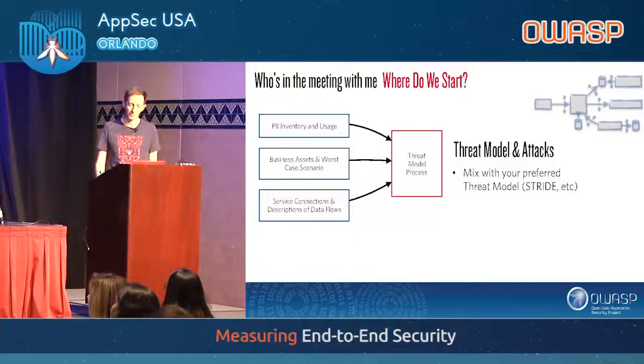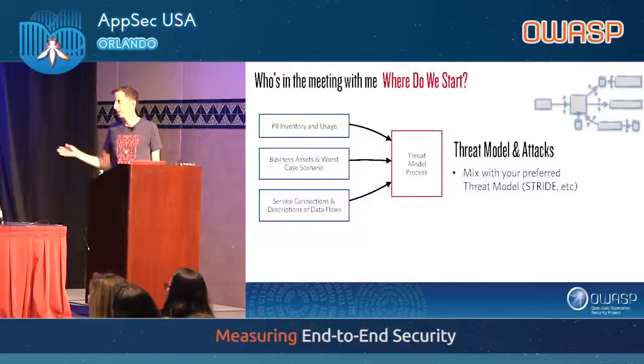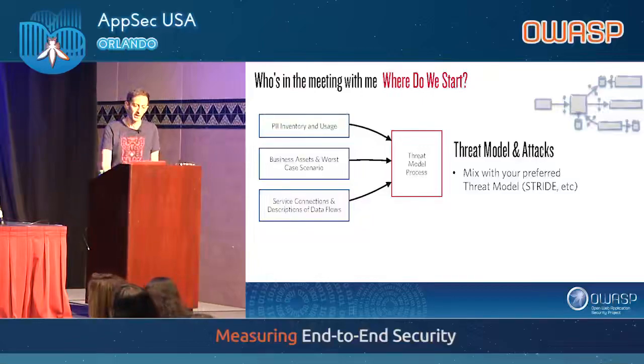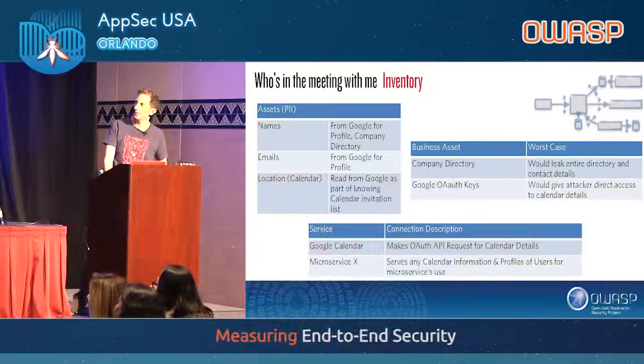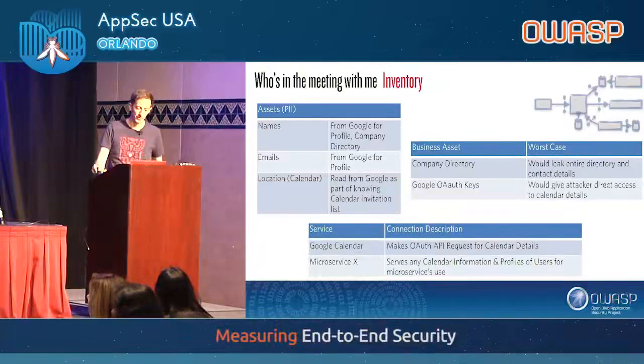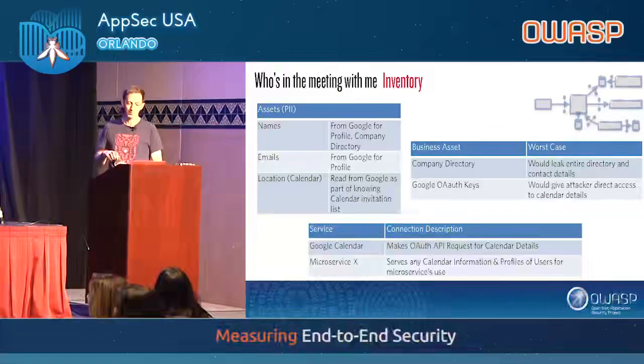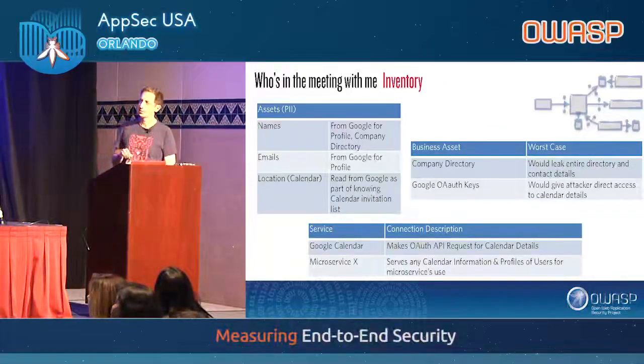And threat models, unlike whiskey, can be blended, and you shouldn't feel bad. So use whatever works for your organization. It could be STRIDE, it could be attack trees. The important part is what's going to come out of this is a series of attacks that we'll work with. So the assets are going to be our PII: names, emails, and our location, because we have that calendar information. Our business assets are going to be our company directory and the Google Auth keys, and so we come up with some worst case scenarios for those.